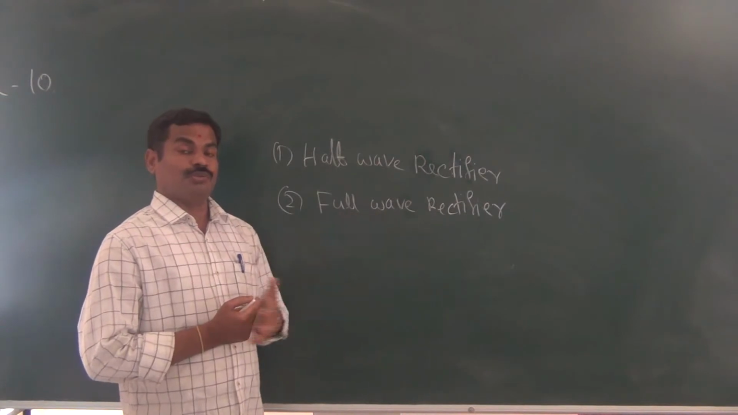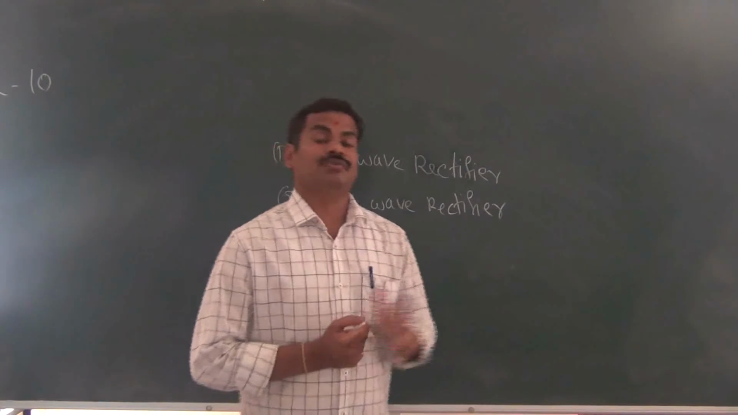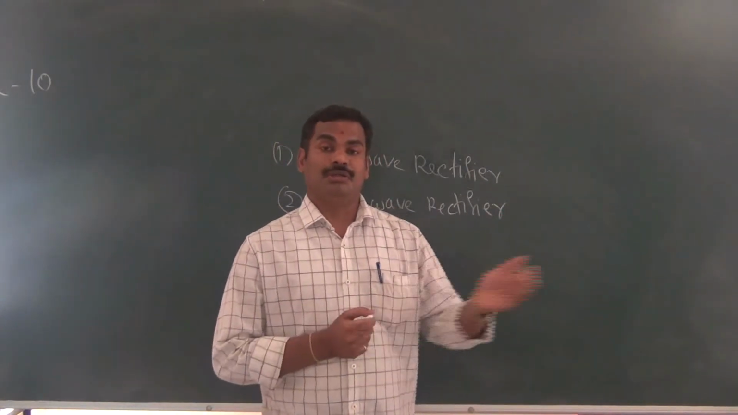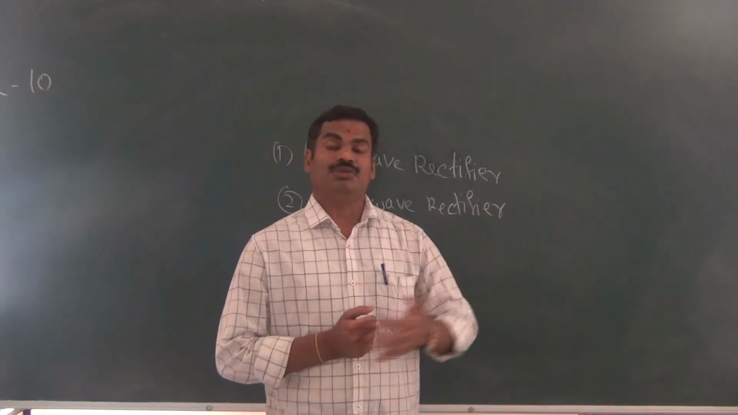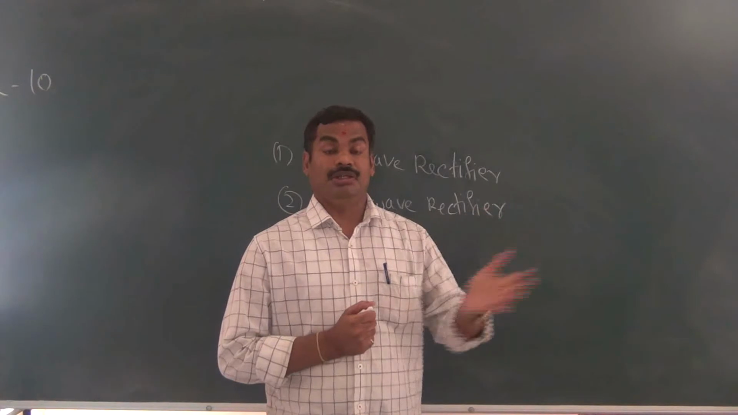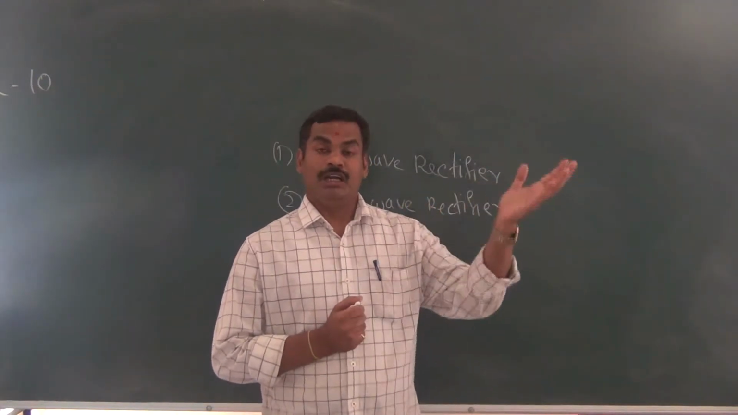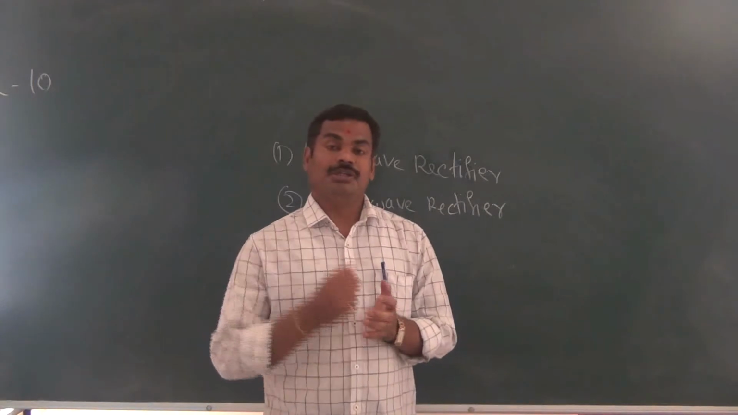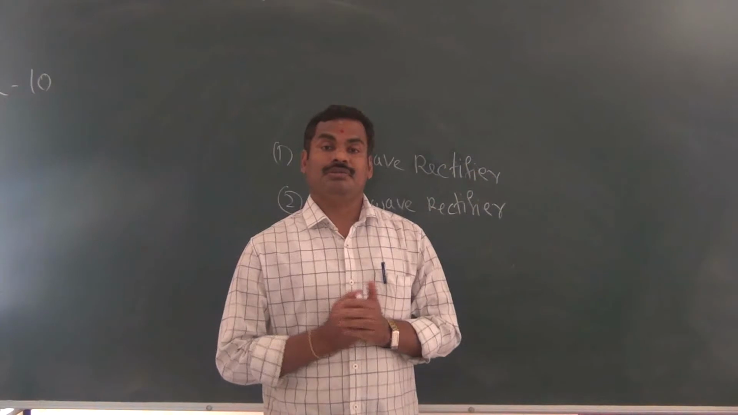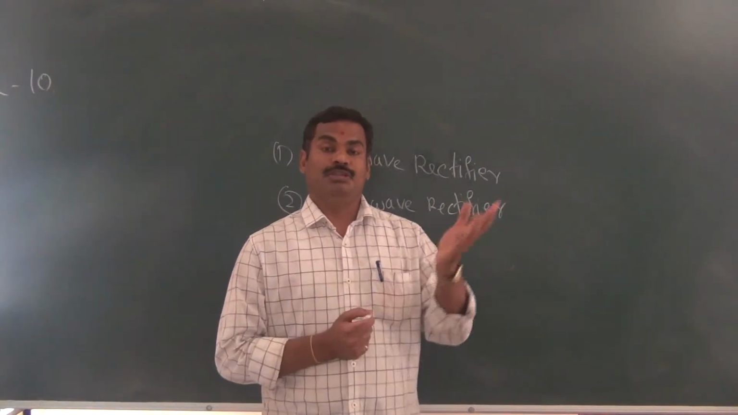As we know, in the positive cycle D1 conducts because it is forward biased, and we get the output across the load resistor. At the same time, D2 is not conducting because it is reverse biased. In the negative cycle, D1 is reverse biased, but D2 is forward biased and conducts, so we get the output because of D2.